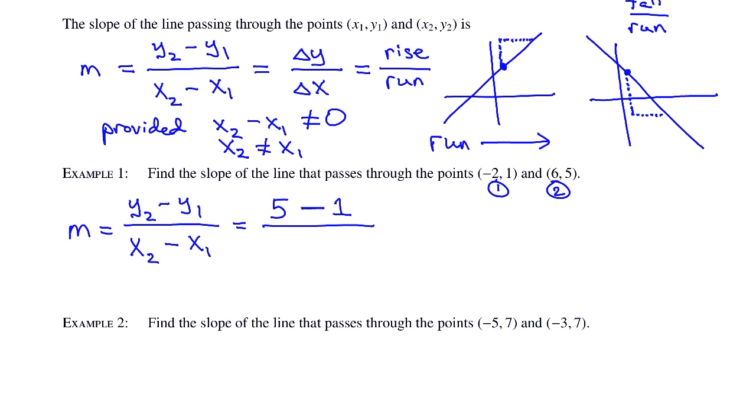over x2 is 6, minus x1 is -2. 5 minus 1 is 4. 6 minus -2 is 8. So we have 4 over 8, and that simplifies to 1/2.